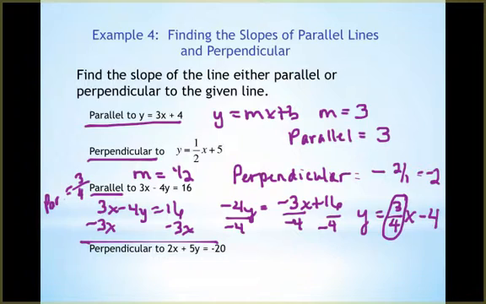And in the last one, we want to be perpendicular to 2x plus 5y equals -20. So again, let's do the same thing and solve for y equals. So we'll subtract 2x.